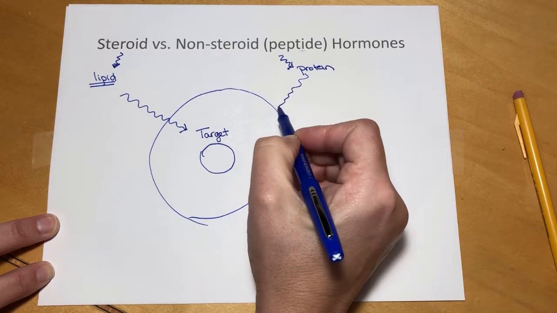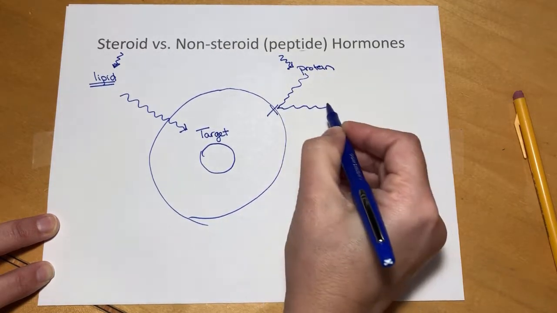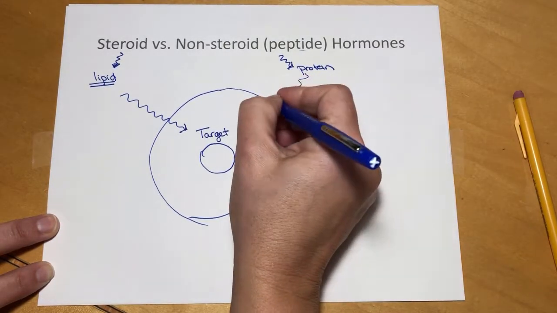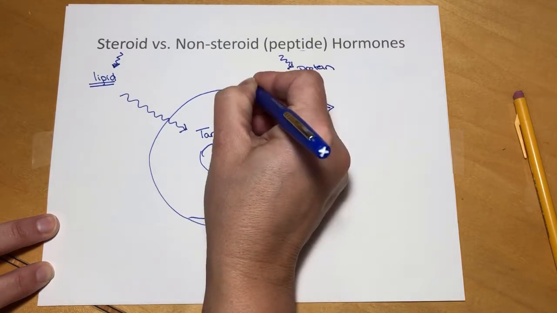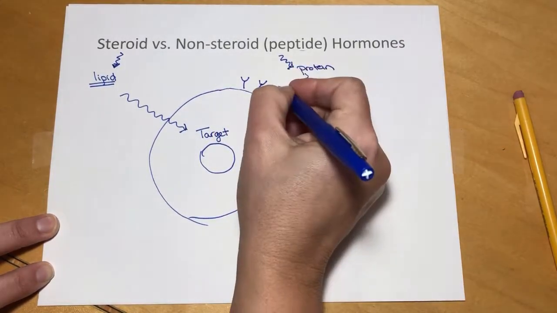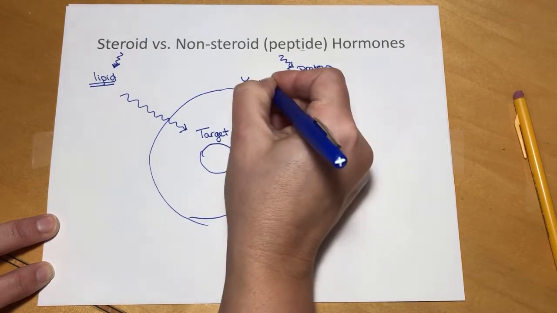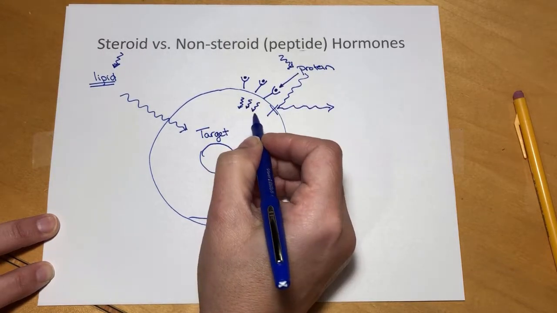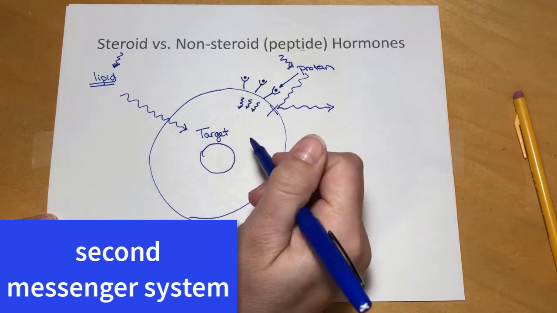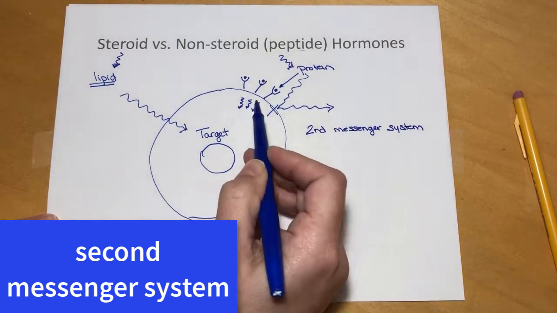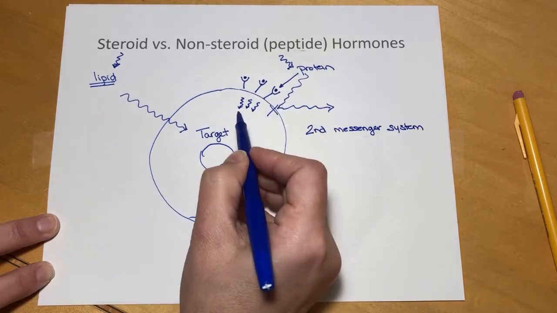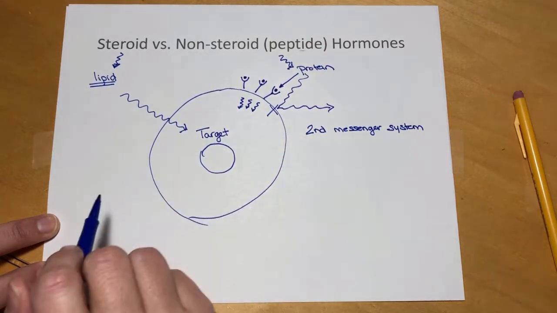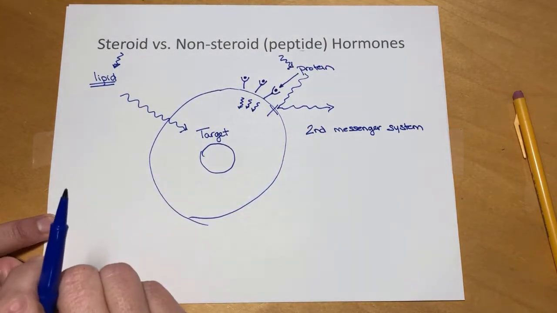These cannot pass through the plasma membrane because they are polar and they are large. So instead, they bind to a receptor on the surface of the cell. This causes some changes inside the cell, and activation happens via what's called a second messenger system. This basically means that instead of the hormone itself binding to the target, the hormone has to bind to a receptor, and the receptor activates something inside the cell to activate transcription and translation.